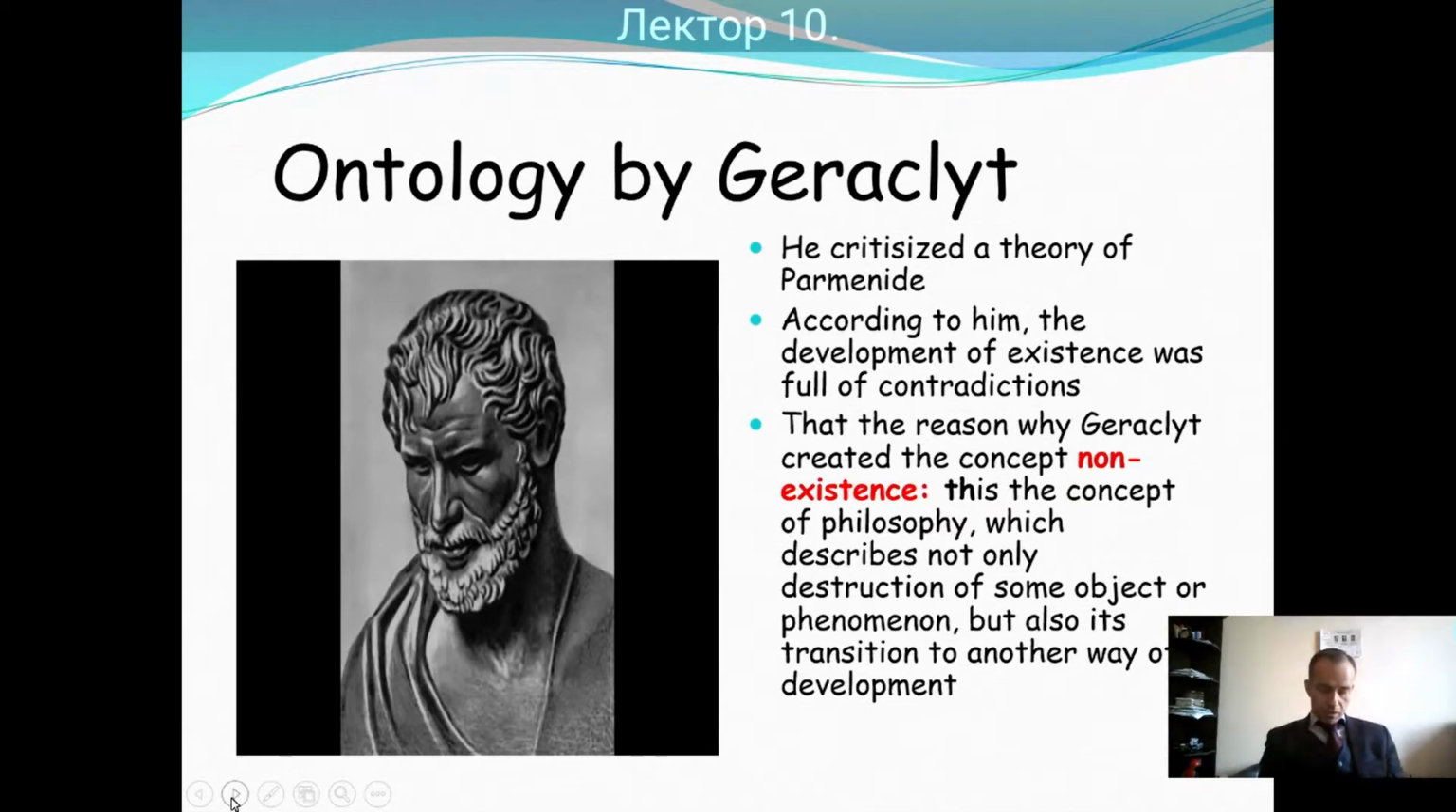What must we know about ontology by Heraclitus? He criticized Parmenides and tried to create an alternative theory of ontology, and the basic idea of this theory was the concept of non-existence. What is non-existence? It is a concept of philosophy which describes not only destruction of some object or phenomenon, but also its transition to another way of development. Heraclitus was of the opinion that philosophy wouldn't be a science if it studied only existence. Philosophy needs to study non-existence too, and Heraclitus believed that one of the problems of ontology must be the problem of non-existence.